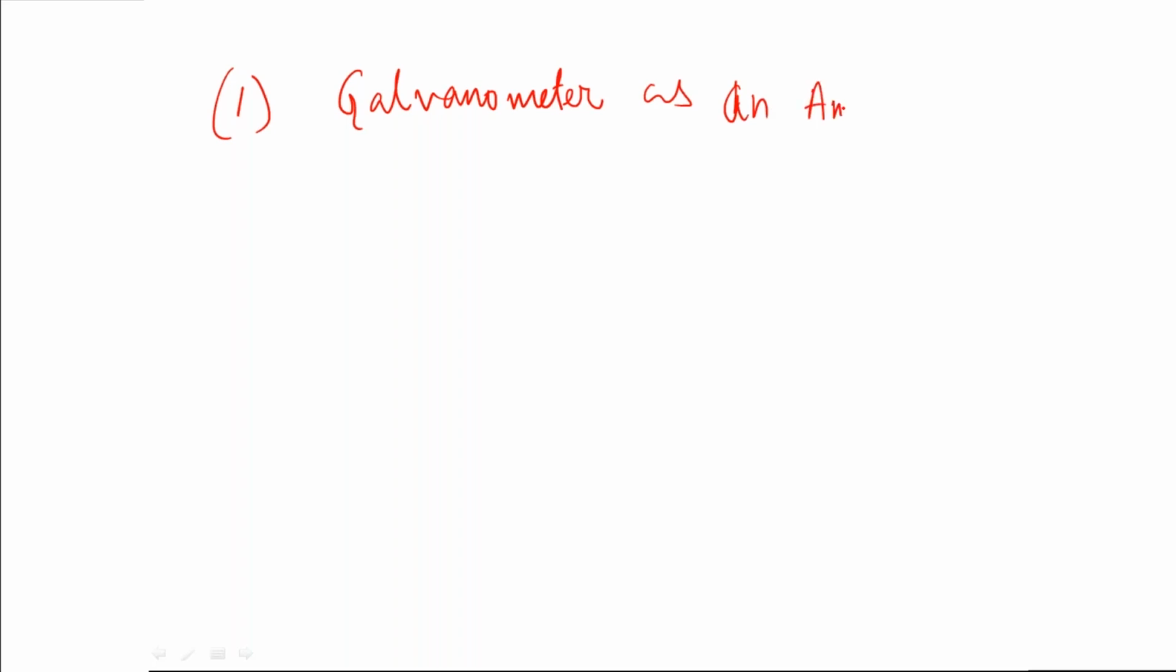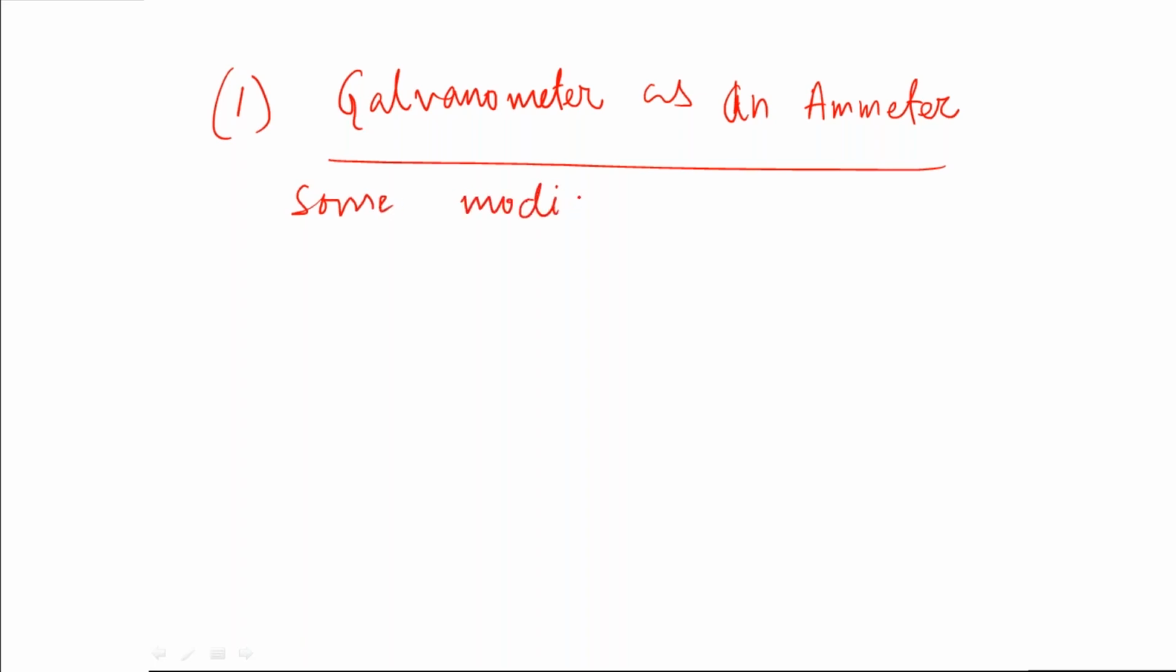A galvanometer as it is cannot be used as an ammeter. We will have to do some modifications. Some modifications are needed. So what are the modifications? Let us take one circuit and use the galvanometer as an ammeter. How do we do that?